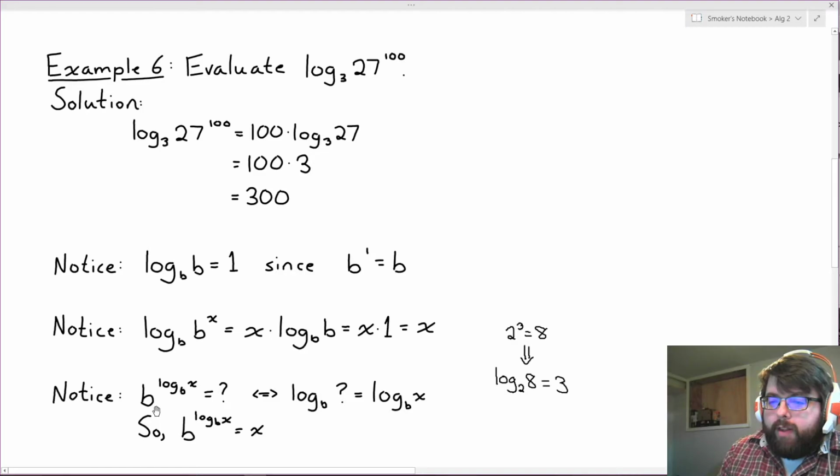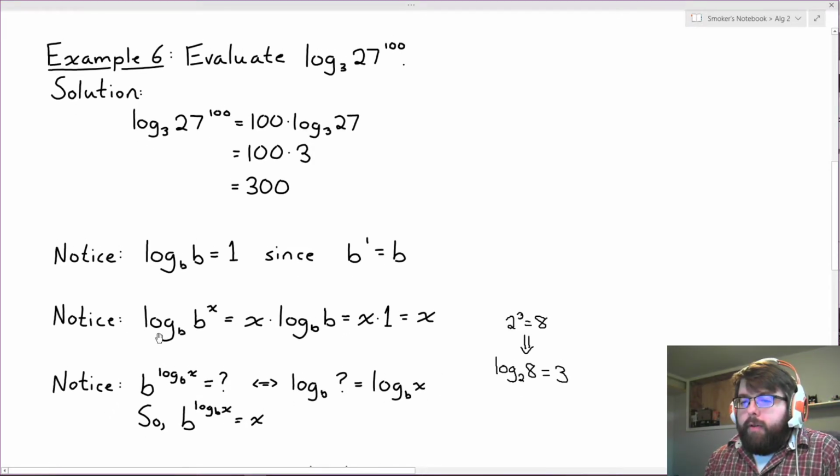And how that would work is, if we were to convert b to the log base b of x to logarithmic form, I would rewrite this as log base b of what value is equal to the exponent, log base b of x. Log base b of what is equal to log base b of x? Well, the answer would be x. Okay?